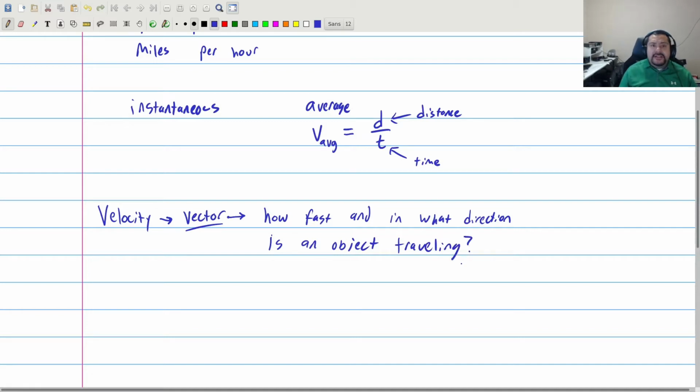So again, velocity can come in two types. It can come as instantaneous, or it can come as average. Again, calculating instantaneous velocity is beyond the scope of this course because it requires derivatives. However, calculating average velocity is pretty simple. V, we're going to use an arrow over the top to represent this as velocity, not just speed. Average is equal to, this time it's not going to be distance, it's going to be displacement divided by time.